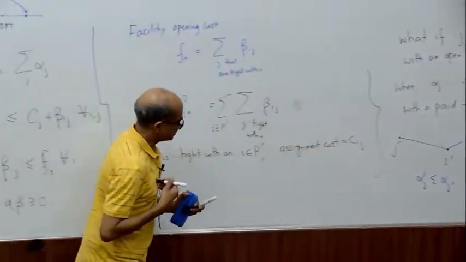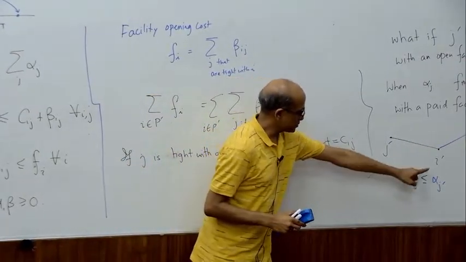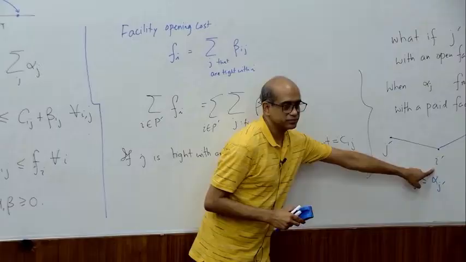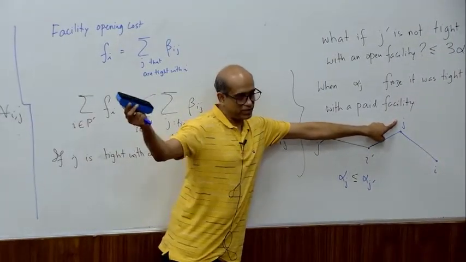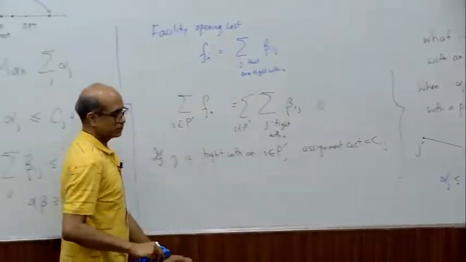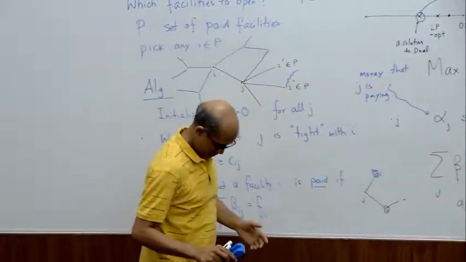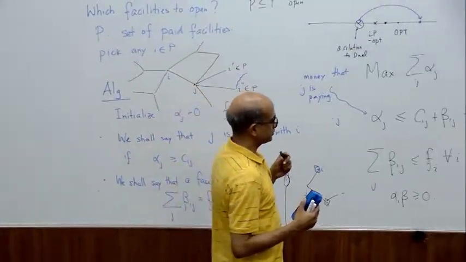Okay, again, this argument, let me do this again. So J prime stops because I prime gets paid. Then at this time J will also stop. So either J had stopped already or it stops now. So alpha J is less than or equal to alpha J prime. Okay, so then we are done, right?